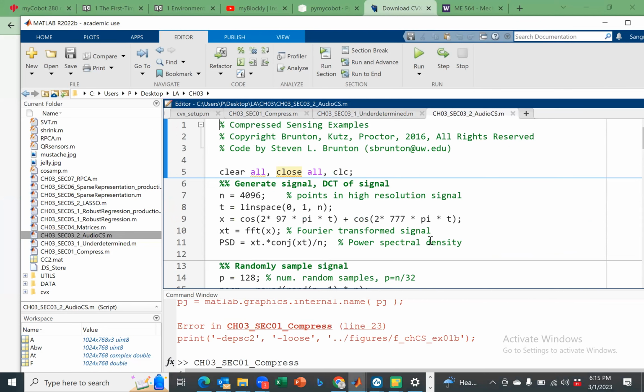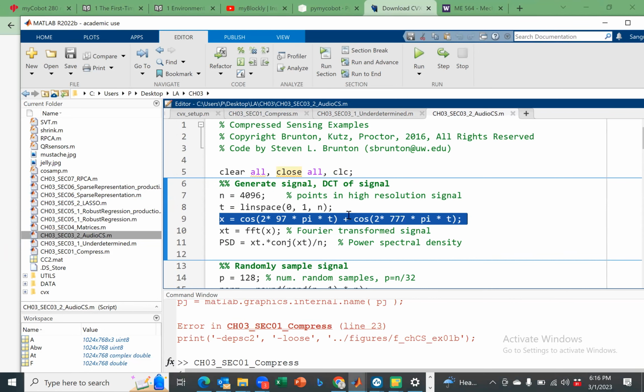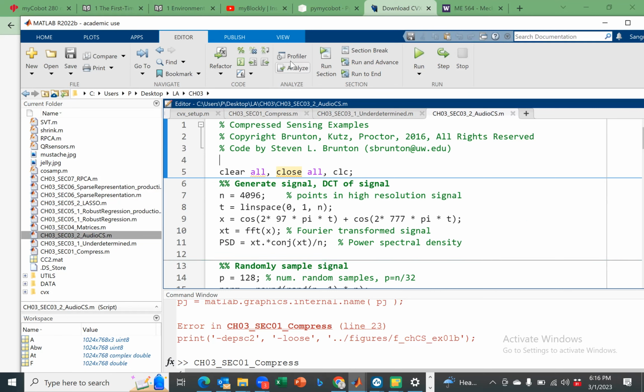an example for compressed sensing, and this example is very important. So what I'm going to do is I have this X signal that comprises two frequencies. You have one with frequency 2π multiplied by 97, and the second frequency is 2π multiplied by 777. So I'm going to run this section.